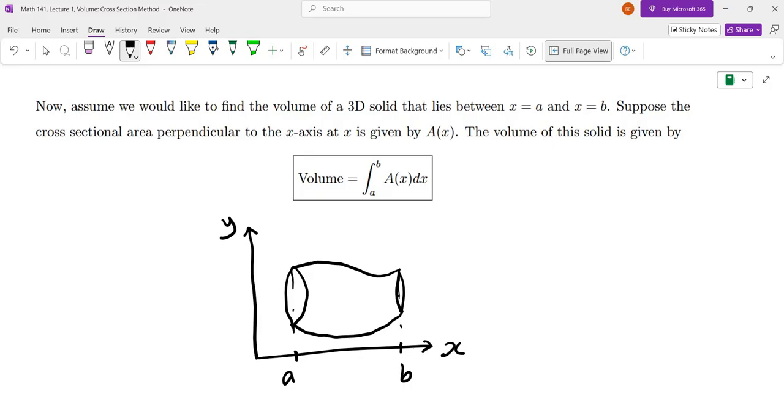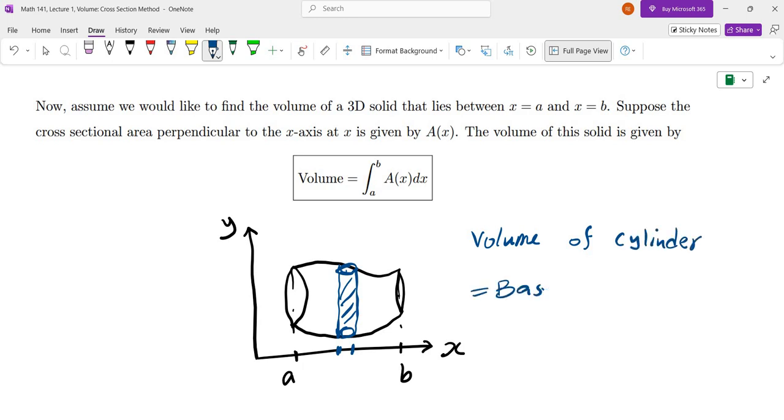So how do we evaluate the volume of this? We can do something very similar. We can take the interval from a to b, divide it into small pieces, and for each of these, we can approximate this by a cylinder. So we can take some cylinder here, and we can add up the volumes of this cylinder. So the volume of a cylinder is base area times height. So what is the base area?